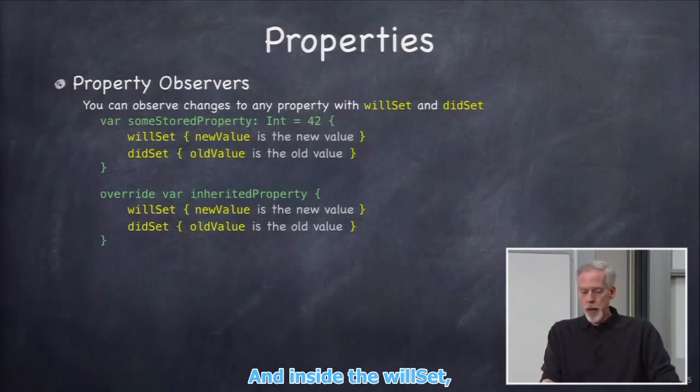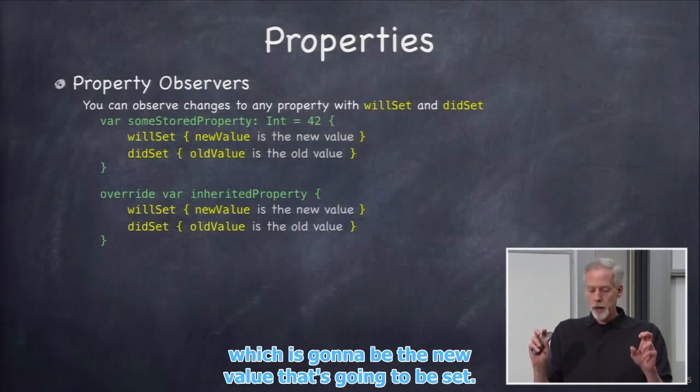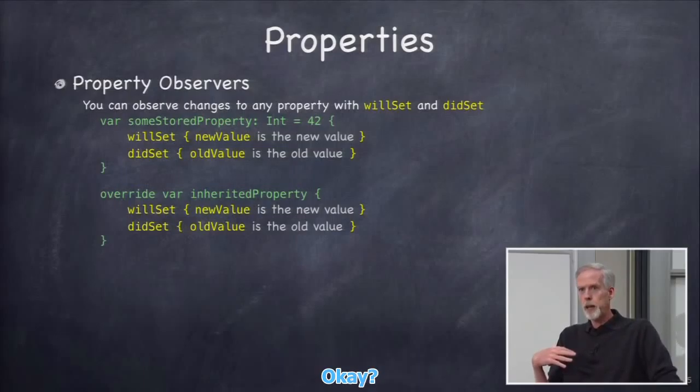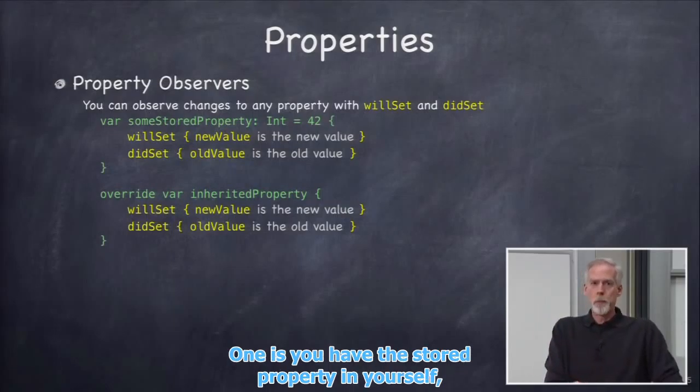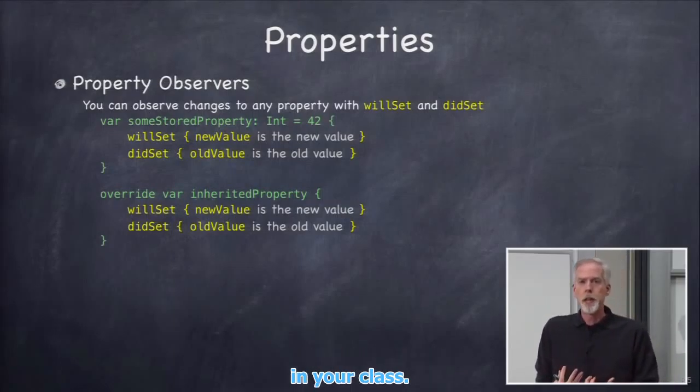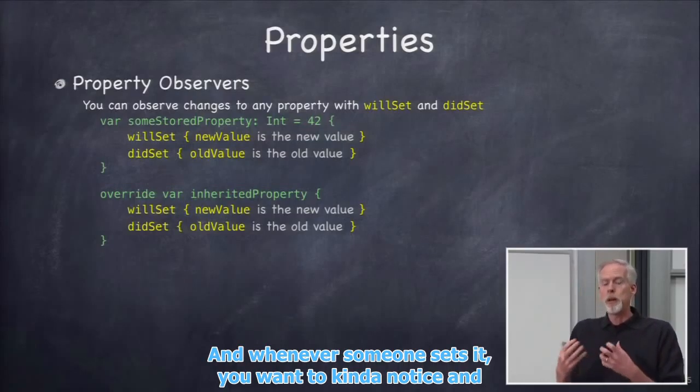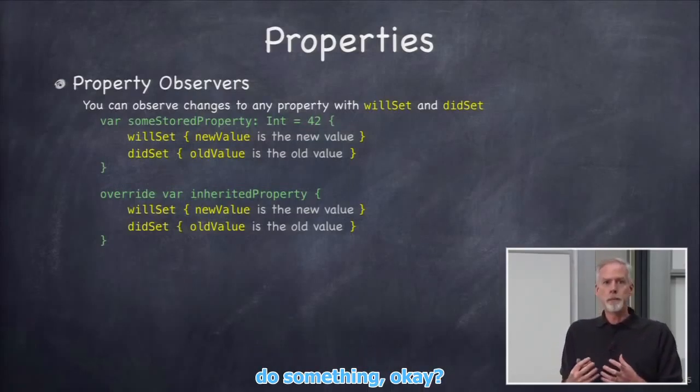And inside the will set, you've got this special variable called new value, which is going to be the new value that's going to be set. And inside did set, you've got this special thing called old value, which is the old value. Now, you use this in really two cases. One is you have a stored property in your class, and whenever someone sets it, you want to notice and do something.